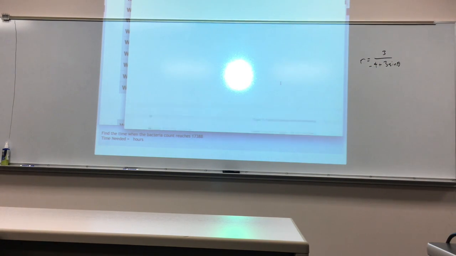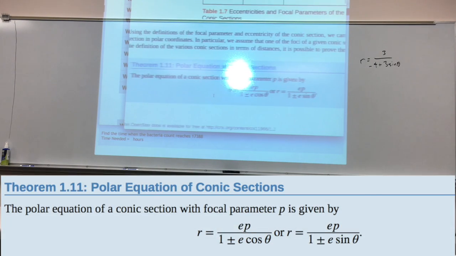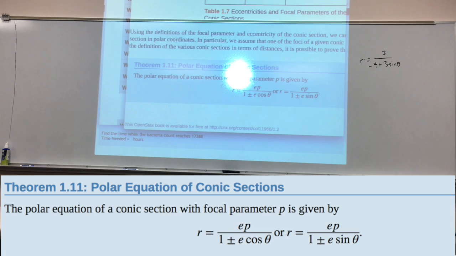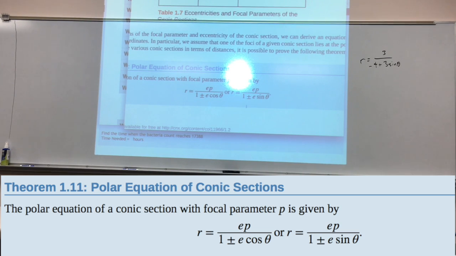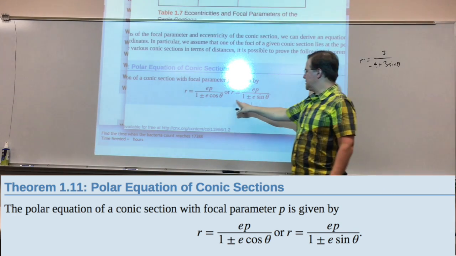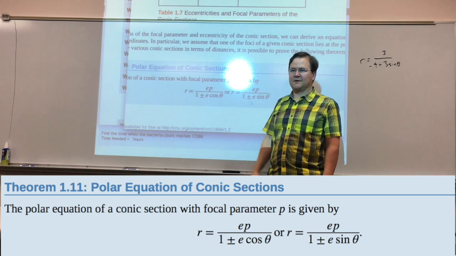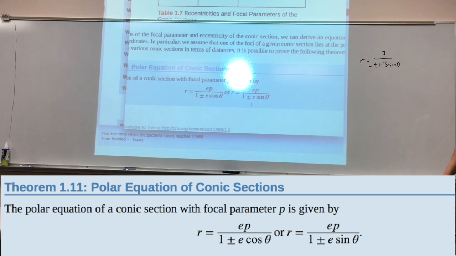If you scan through somewhere in here, the book has a box. Oh, look at that, there it is. Polar equation of the conic section. The polar equation of the conic section with focal parameter p is given by this. It can appear in one of two forms, with a sine or a cosine. But if you compare this and this, it's not a perfect match, because in both these cases there's a 1 plus or minus something. To identify the type of conic, I'd want to put it into that form. How would you do that?